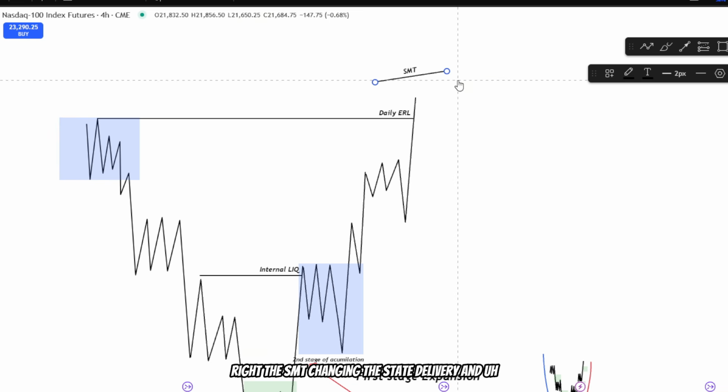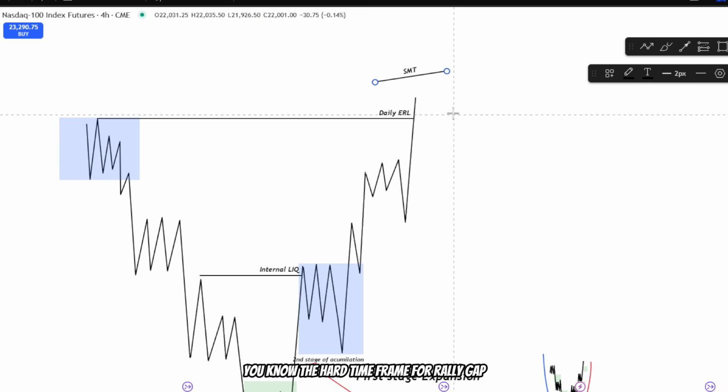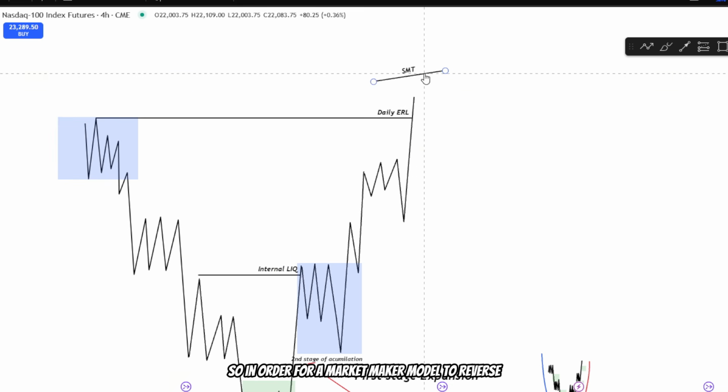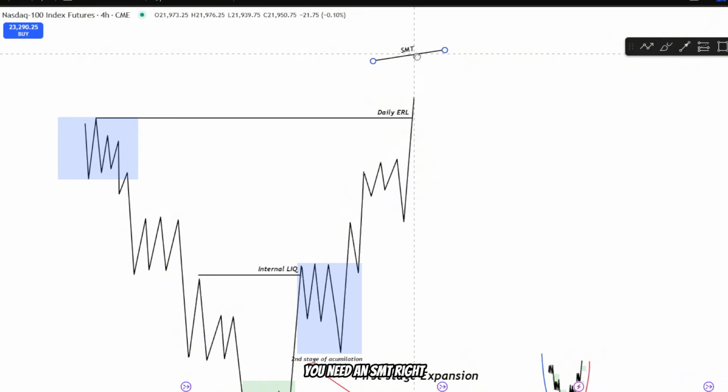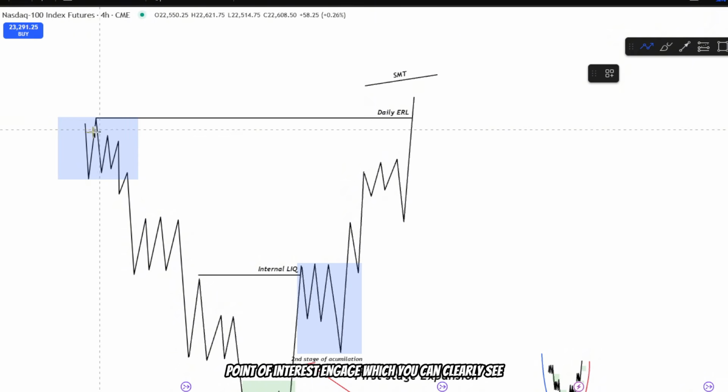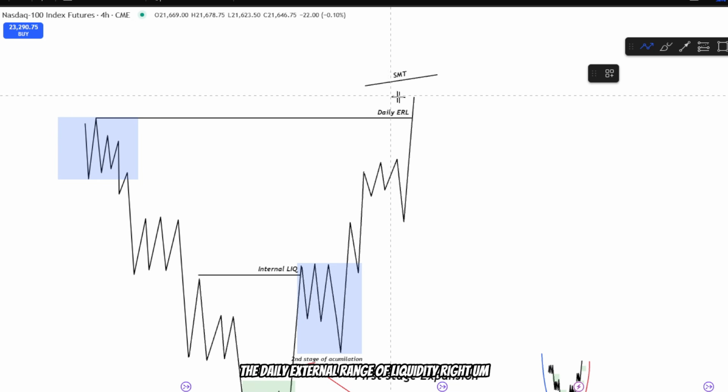The SMT, change in the state of delivery, and the higher time frame fair value gap or the higher time frame point of interest, right? So in order for a market maker model to reverse, you need an SMT, right? And then you need that higher time frame point of interest engaged, which you can clearly see is the daily external range of liquidity, right?